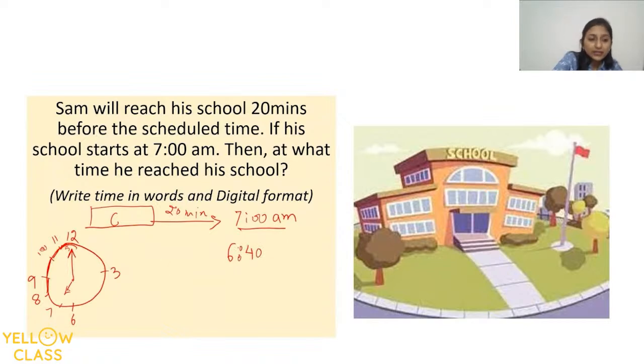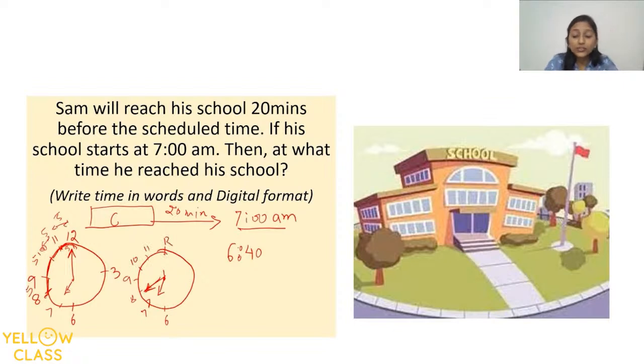Okay. See, this is 20 minutes now. 5 here, 5 here, 5 and 5. So we reached at 8. So that means he reached his school at 6:40, 20 minutes before his school scheduled time. Yes, interesting. Okay, so one more on this.